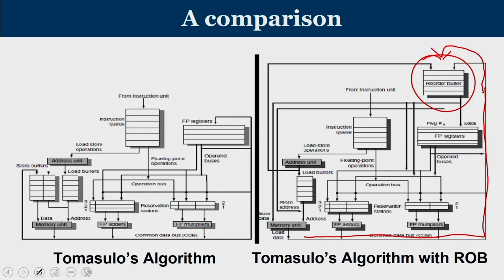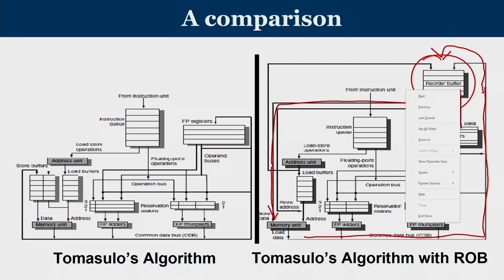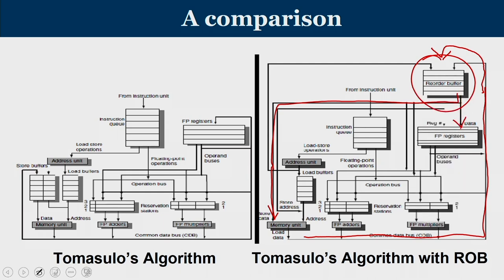Now from the reorder buffer, the moment you come to know that an instruction is complete, if it is a store operation, you are going to update the memory. If it is an ALU operation where the registers are updated, then that happens. So from the reorder buffer, you update memory if it is a store operation, or you update the register file if it is an instruction wherein the result is returned to registers. So the store buffer concept which was there is not here, you have only load buffers.